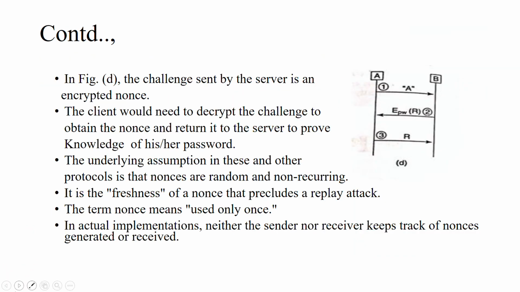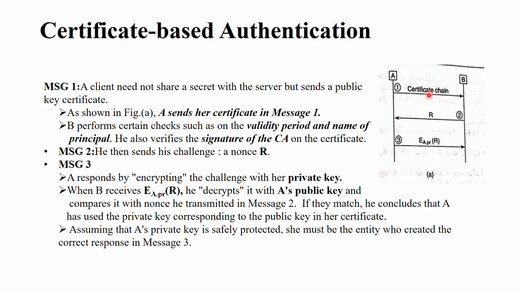But with certificate-based authentication, generating a digital certificate means you are sending your public key to everyone. Whoever wants to communicate with you can communicate using your public key. In the same way, only you know your private key. That private key is used for what purpose? To prove that I am the genuine user. Now for encryption, instead of using the password, you are using the private key of A. A.pr means the private key of A, and you are encrypting the nonce with this key and sending that to B.